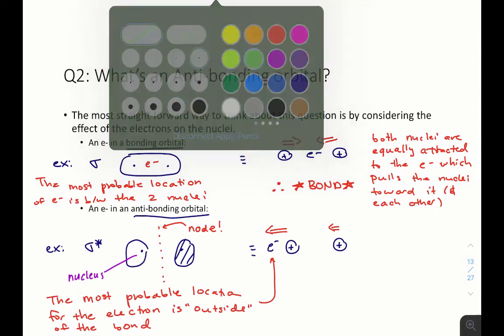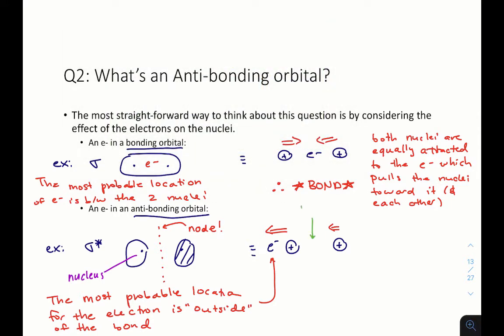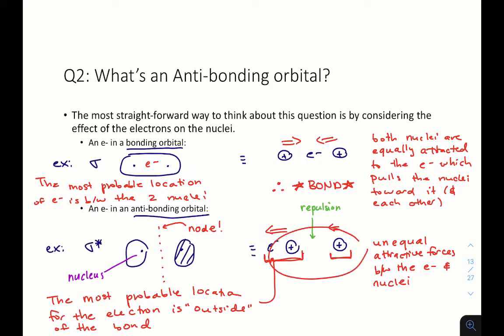But what else do we have happening here? We have quite a bit of repulsion since there's no electron in between these two positively charged nuclei anymore. So for an electron in an antibonding orbital, there's unequal attractive forces between the electron and the nuclei. You can imagine these attractive forces, like this nucleus is running towards the electron, this nucleus is walking towards the electron. Well, eventually, these two nuclei are going to be really far away from one another, right? So that's the opposite of a bond. That is an antibond.